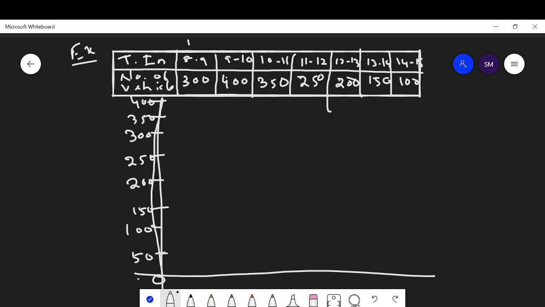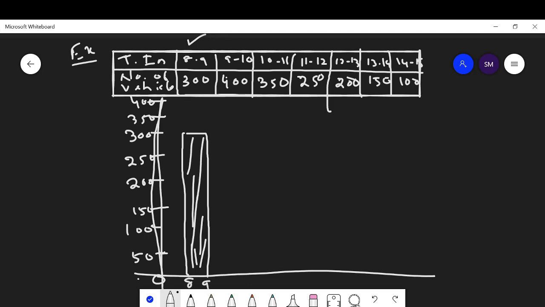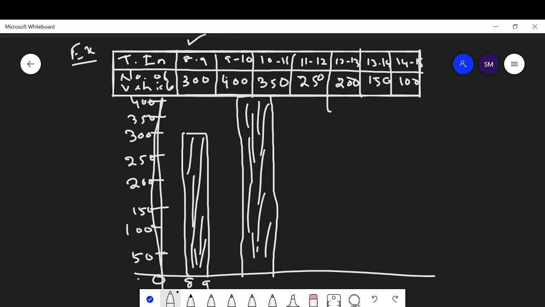Look at this, from 8 to 9, how many vehicles are there? There are 300 vehicles. Then draw the bar graph like this. This is the time interval from 8 to 9. The next says 9 to 10, how many vehicles are there? There are 400 vehicles. Then this bar graph shows the time of 9 to 10.